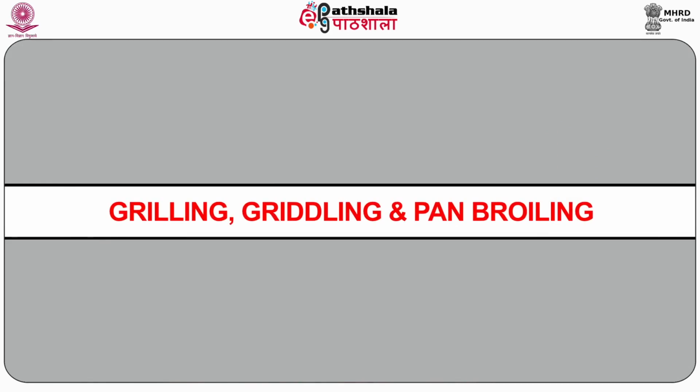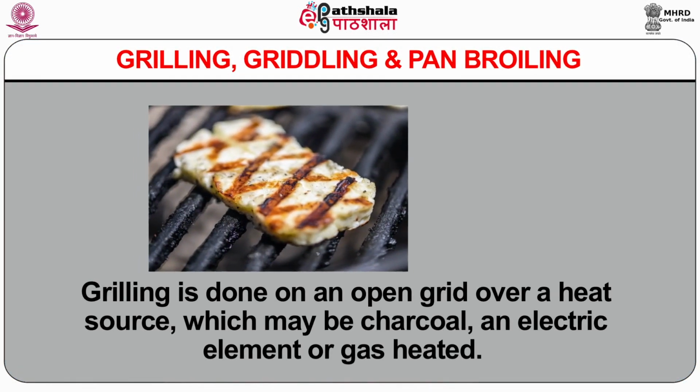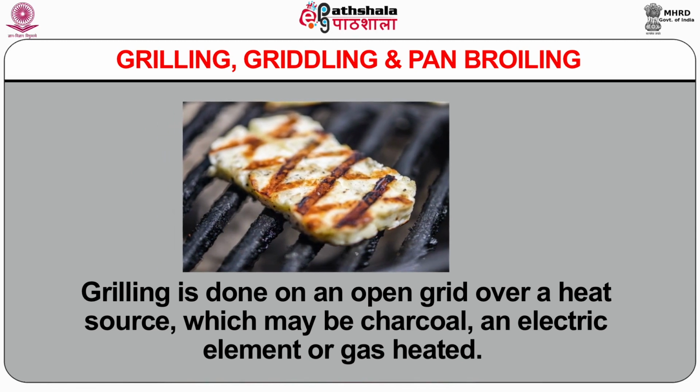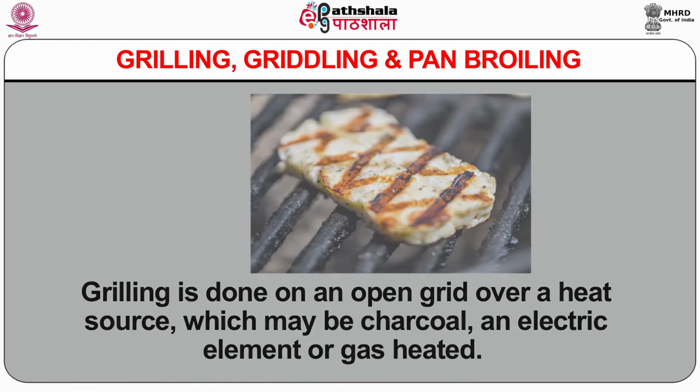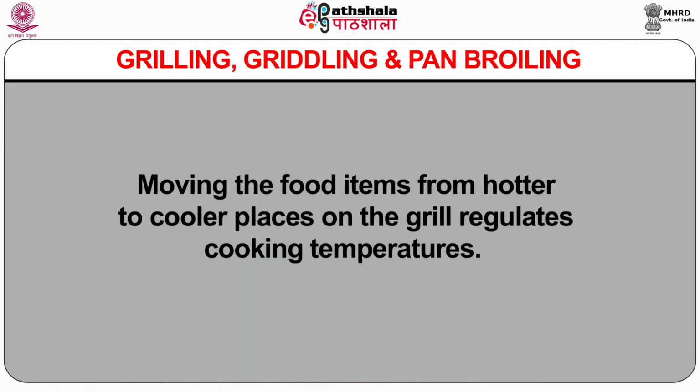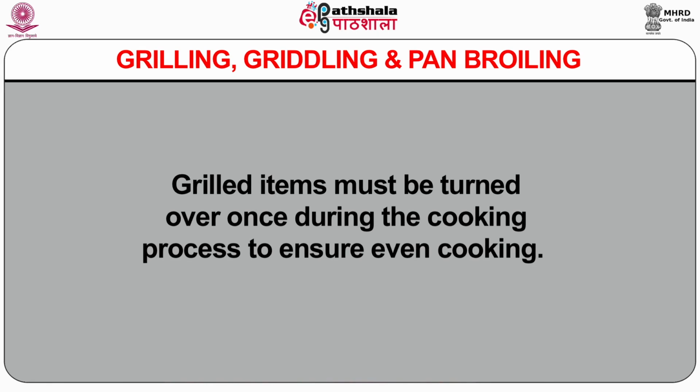Grilling, griddling and pan broiling. Grilling, griddling and pan broiling are all dry heat methods of cooking that use heat from below. Grilling is done on an open grid over a heat source which may be charcoal, an electric element or gas heated. Moving the food items from hotter to cooler places on the grill regulates cooking temperature. Grilled items must be turned over once during the cooking process to ensure even cooking.